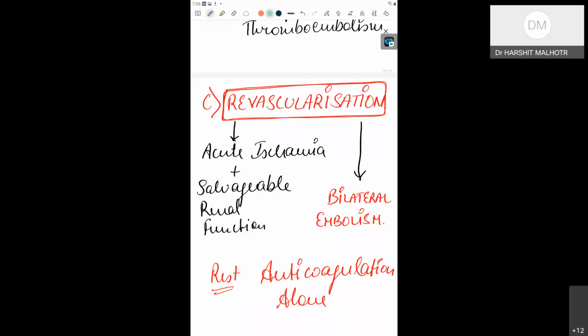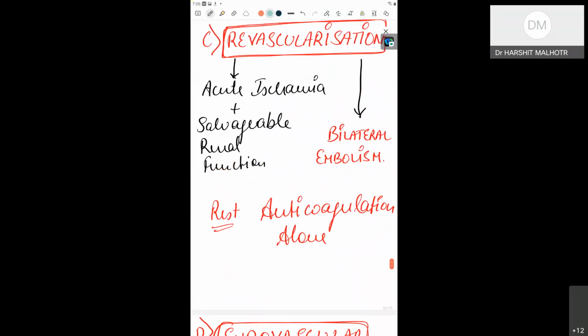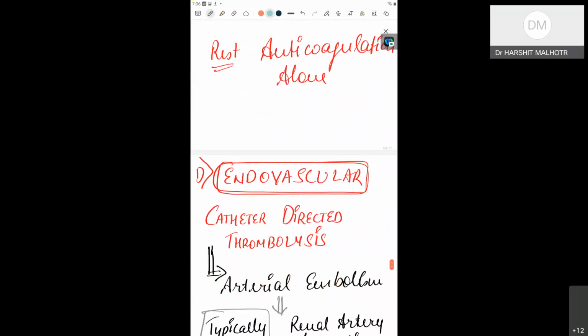Though renal function improves, the majority of these patients still go into acute kidney injury, but there is recovery in most cases after weeks of follow-up. For the rest, anticoagulation alone can take care. Only these two indications are there in which revascularization is deemed necessary.